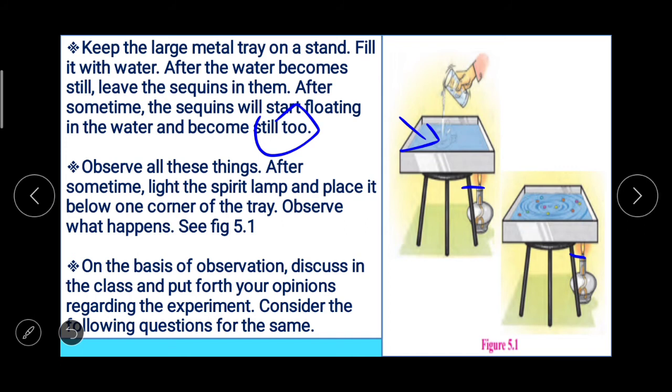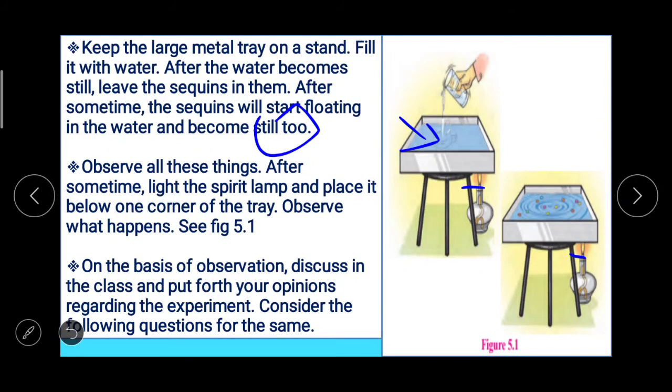Now the questions are also given. What did you understand initially by observing the sequins? When the temperature of water started increasing, what changes did you see? Observe the movement of the sequins. What conclusion can be drawn from the same, and where can such processes take place on the Earth's surface? And the last one, what are those processes and why do they happen?